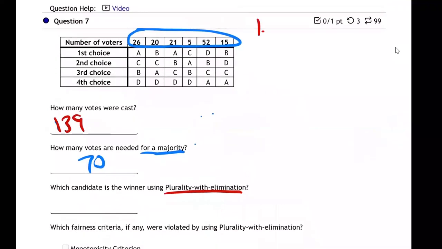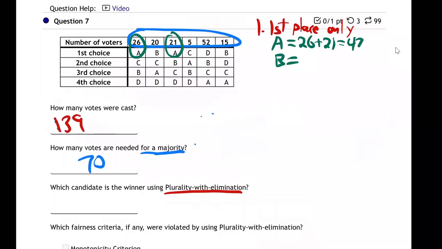So remember, step 1, first place only, because it has the word plurality in it. So you should think first place. Whenever we're talking plurality or plurality with elimination, it's all about first place only. So looking at first place only, how many votes for A, B, C, and D? A got 26 and 21, so that's 47. B got 20 and 15, so that's 35. C got 5. D got 52.